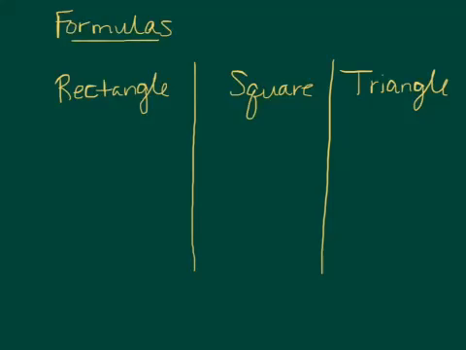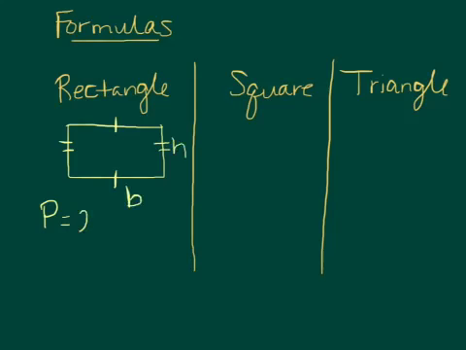So I have a rectangle. Opposite sides are congruent, and its perimeter with base and height is 2 base plus 2 height. And the area is just base times height. Fantastic. Okay, what about a square?